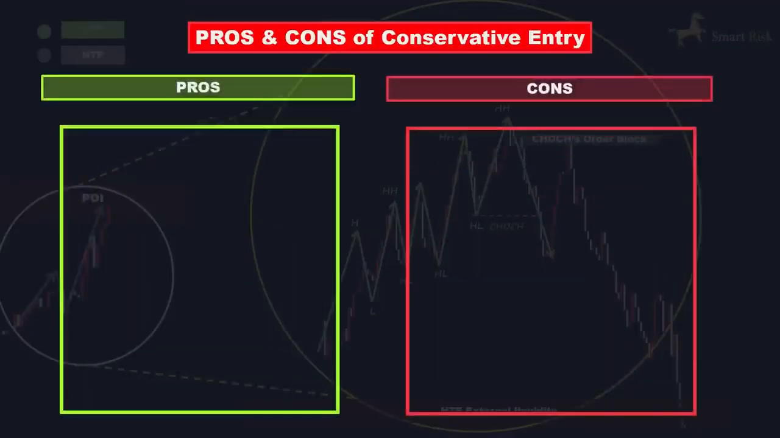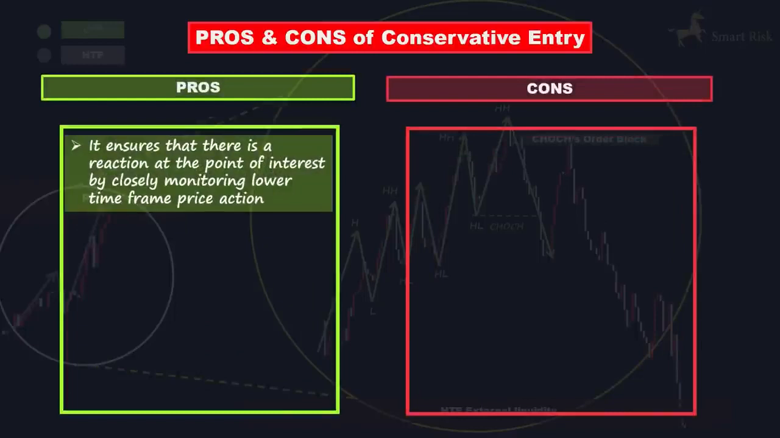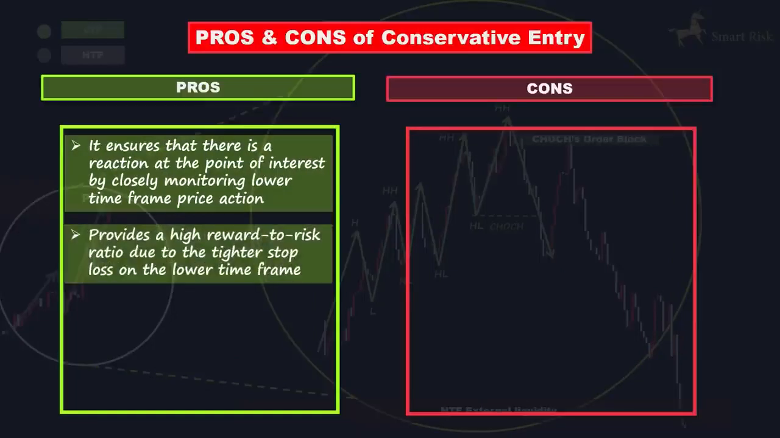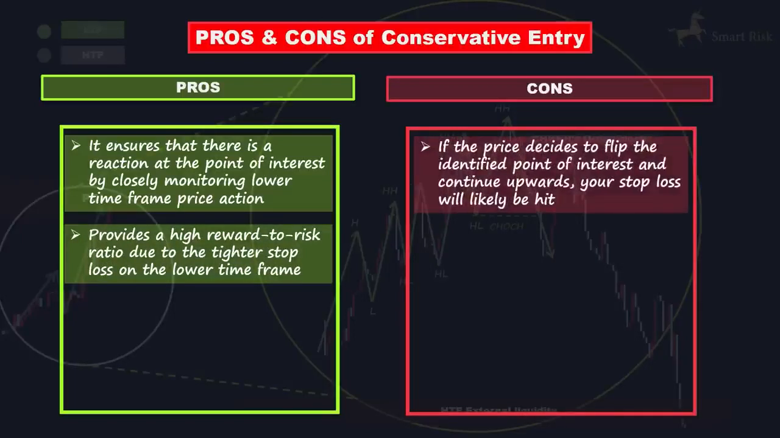The pros of this entry setup are that it ensures a reaction at the point of interest by closely monitoring lower time frame price action, resulting in a higher reward-to-risk ratio due to the use of a tighter stop loss on the lower time frame. However, there are cons to consider. If the price decides to flip the identified point of interest and continues its upward movement, your stop loss placed on the lower time frame may get hit.